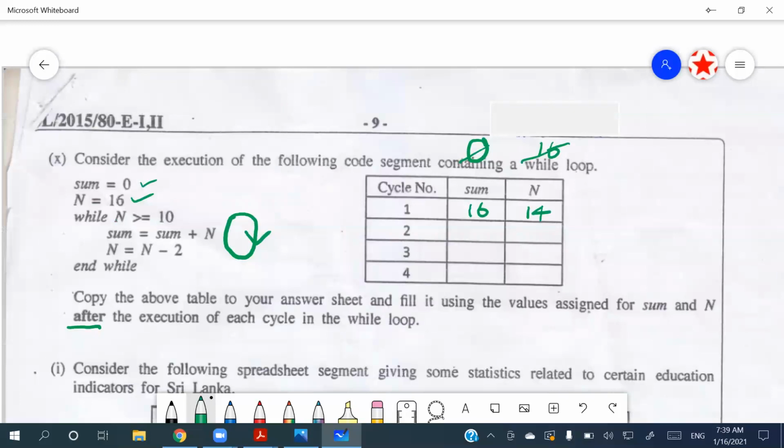Then since it is the very last line of the while, it goes up and checks the condition again. So n is larger than or equal to 10, it is. So sum will be added with n. 16 plus 14 gives you 30.